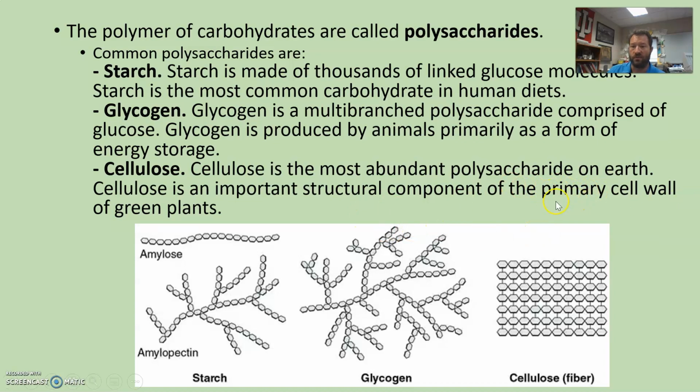The primary component of cell walls is cellulose. So plants use a lot of cellulose, and you can see it's got a very rigid structure here. They're very well lined up. Not a whole lot of branches, not a whole lot of randomness that you might see in starch or glycogen. Again, that makes it good for cell walls that all plants have.